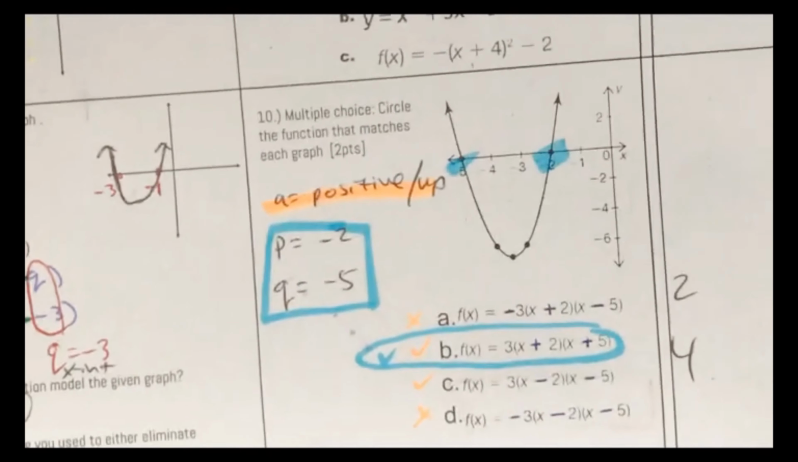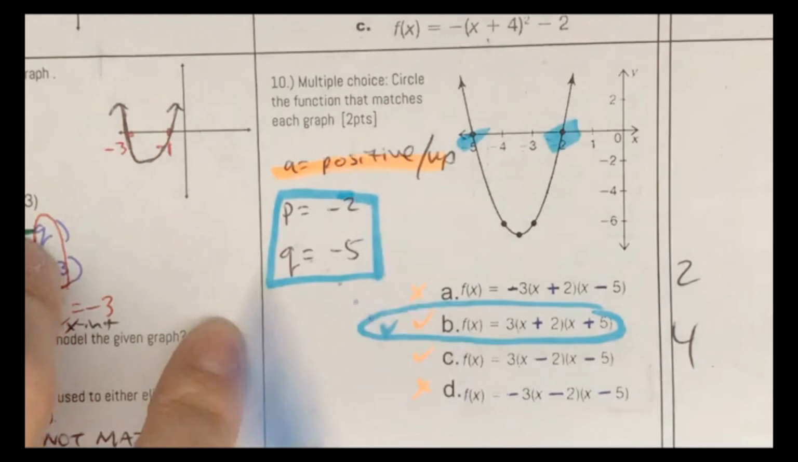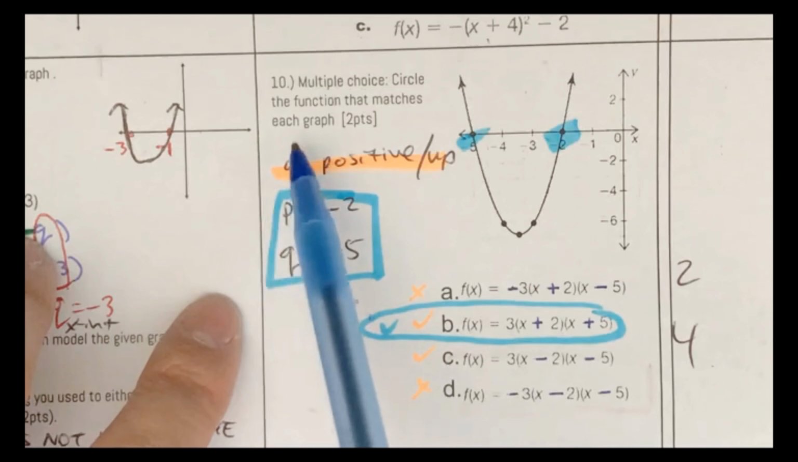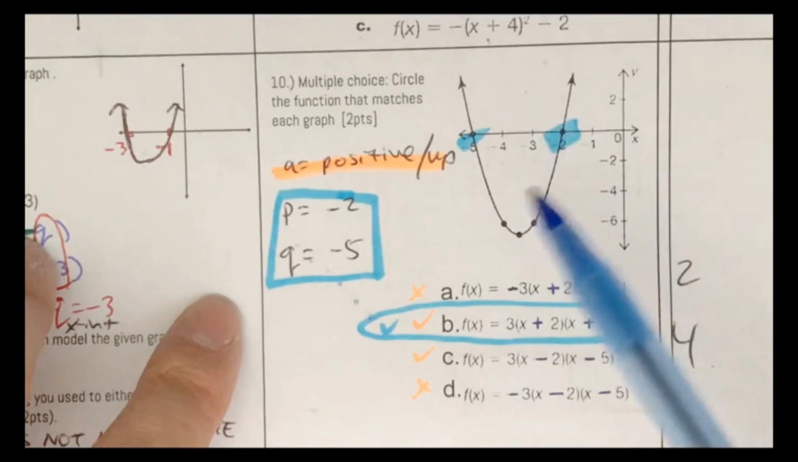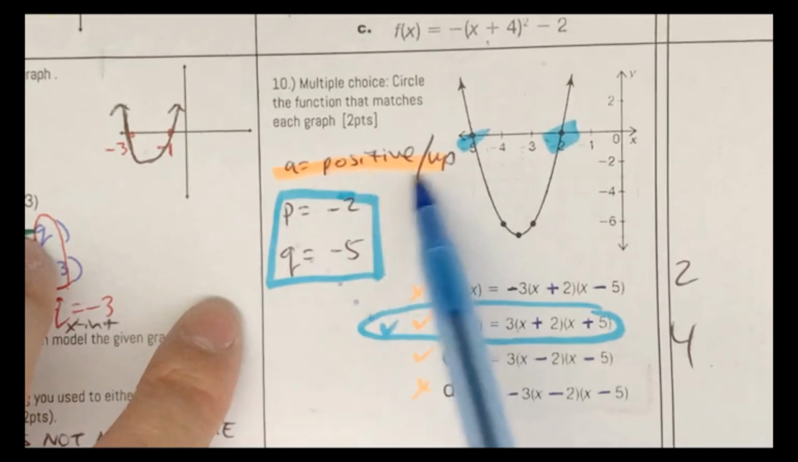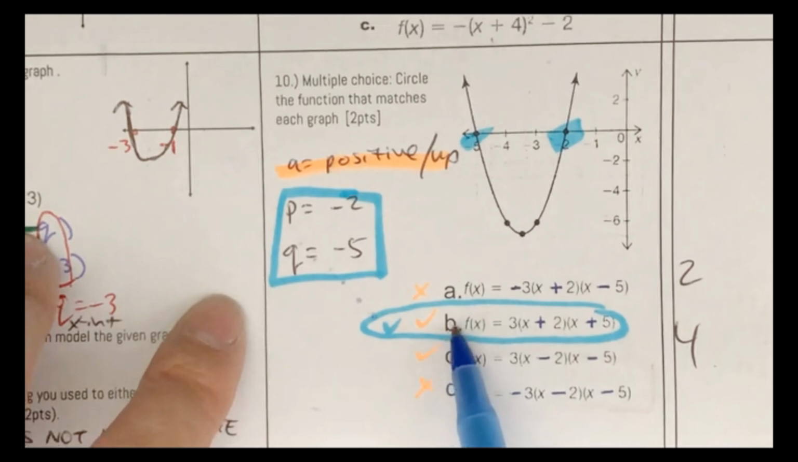Question number 10. Multiple choice, circle the function that matches each graph. So I notice the graph is opening up, so it's got to be a positive. So I chose B and C because they're positive.